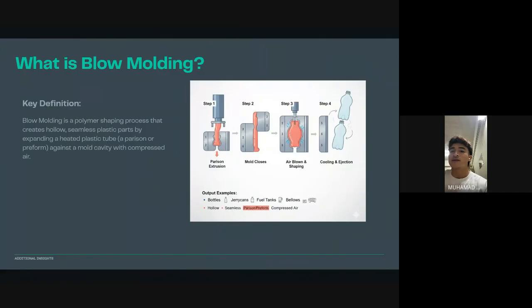This method is the economical choice for containers where the opening diameter is significantly smaller than the body diameter, enabling very rapid, high volume mass production of parts like bottles, jerrycans, and fuel tanks. Okay, so next.